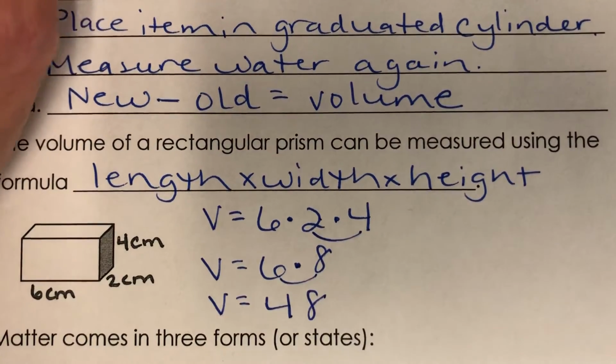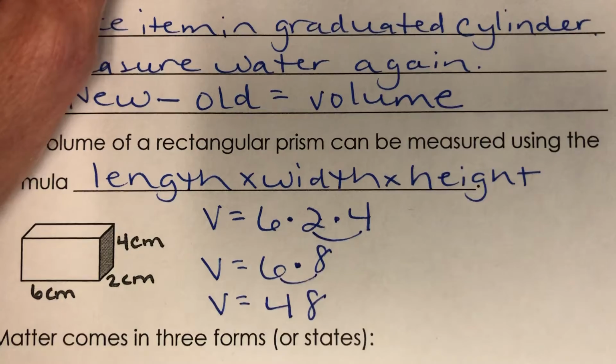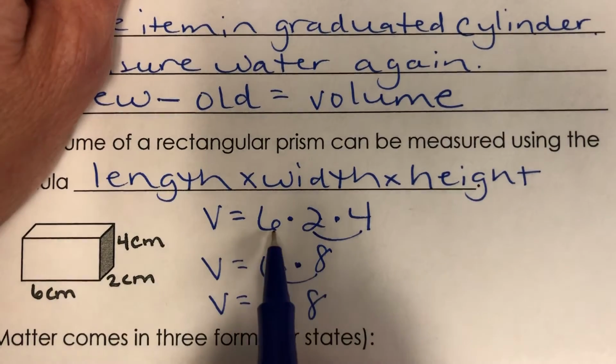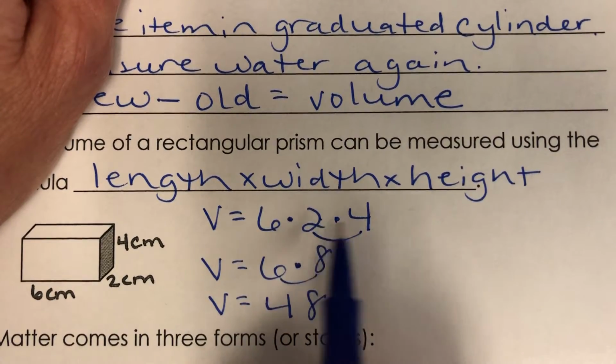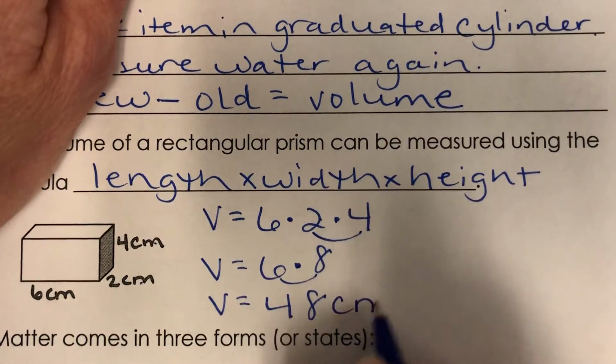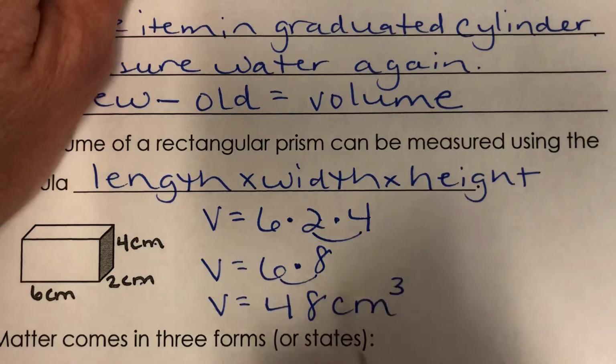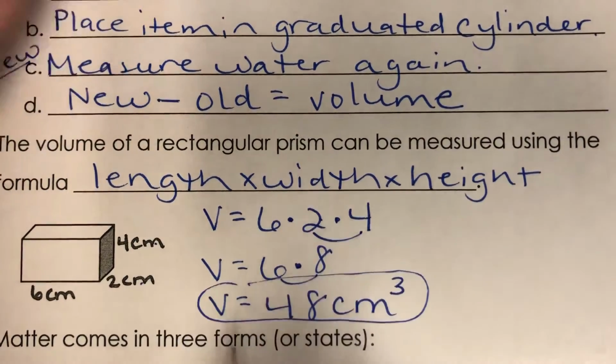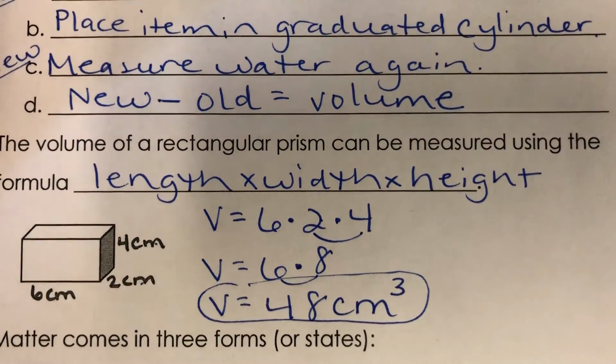Now I wouldn't just say 48, right? I need to put the unit of measure. This was really 6 centimeters times 2 centimeters times 4 centimeters. And when you have centimeters times centimeters times centimeters, that means centimeters cubed. So 48 centimeters cubed would be the volume of that rectangular prism.